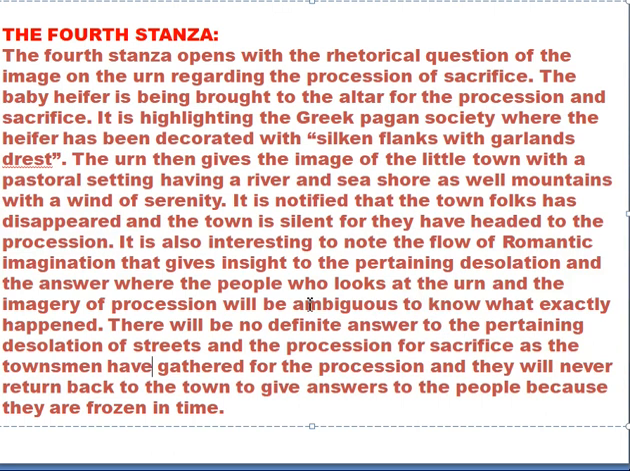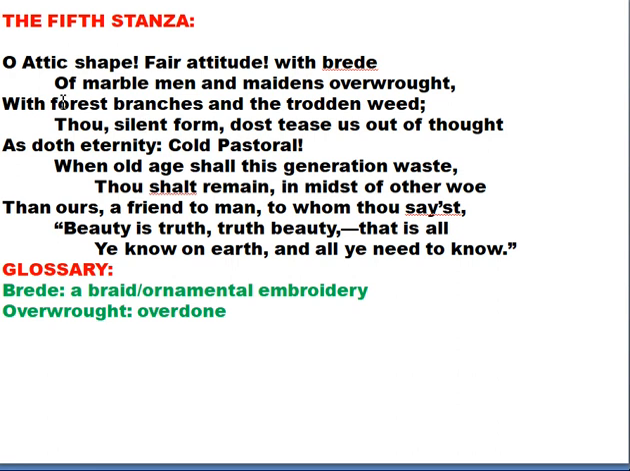Now talking about the next stanza, that is the fifth stanza. It reads like, O Attic shape, fair attitude with breed of marble men and maidens overwrought with forest branches and the trodden weed, thou silent form dost tease us out of thought, as doth eternity, cold pastoral. When old age shall this generation waste, thou shalt remain in midst of other woe than ours, a friend to man to whom thou sayest, beauty is truth, truth beauty, that is all ye know on earth and all ye need to know.